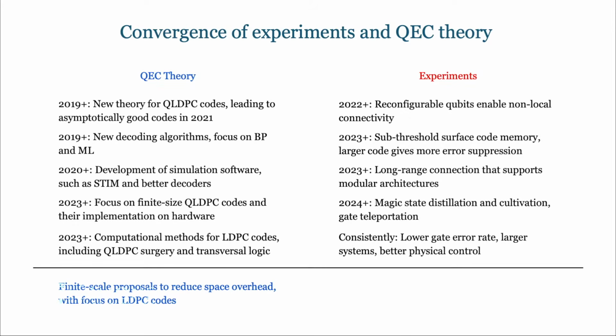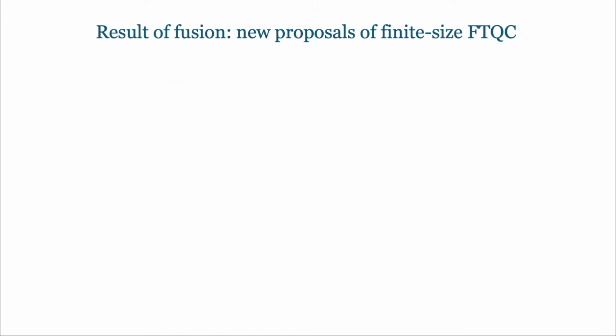So I listed a lot of things, but if we add all of these up, on the side of QEC theory, we see a lot of finite scale proposals to reduce space overhead with LDPC codes, because space overhead has been one of the crucial bottlenecks. And in experiments, we see a lot of new hardware capabilities, lower physical and logical error rates, and simply larger scale systems. The result of these two sides converging is that we now see a lot of new proposals for finite size FTQC in the year 2026 and also 2025.